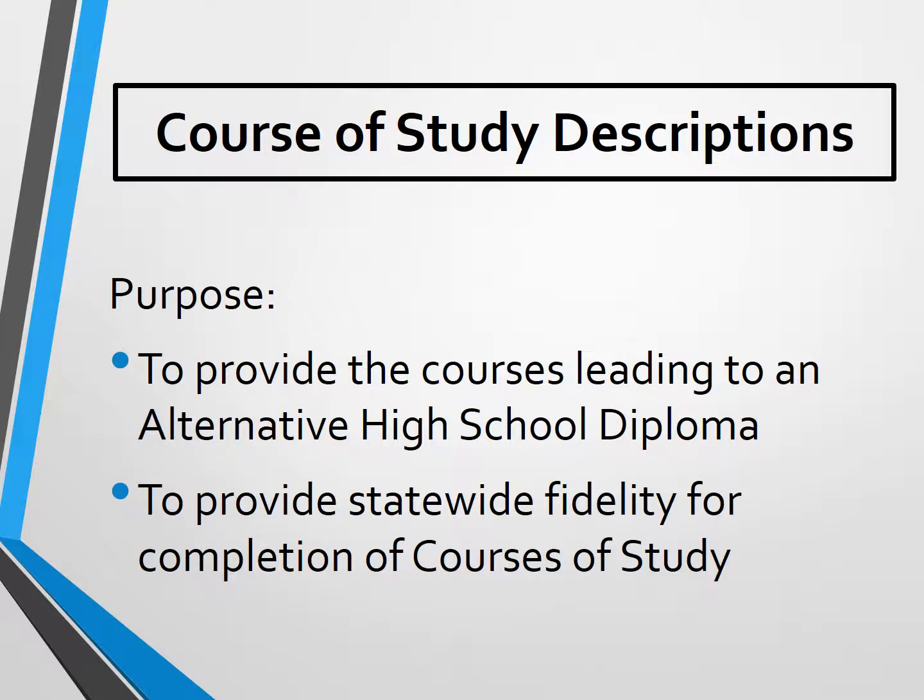Please use the Courses of Study Leading to the Alternative High School Diploma document as a reference for the following segment. This document will assist in the development of the courses listed. The course of study descriptions have been developed to document the courses leading to an alternative high school diploma and to provide statewide fidelity for the completion of courses of study for all students participating in the alternate assessment.